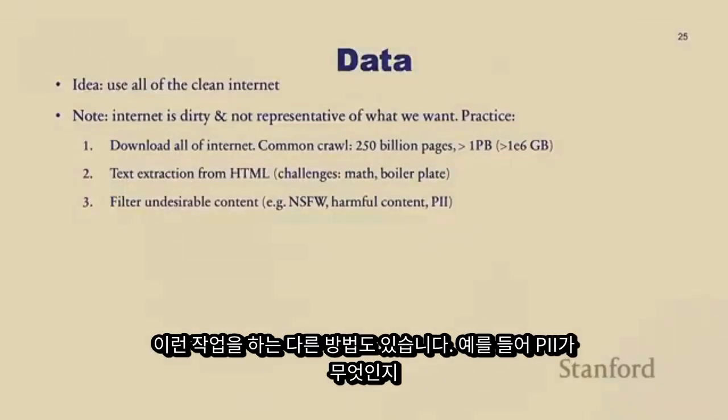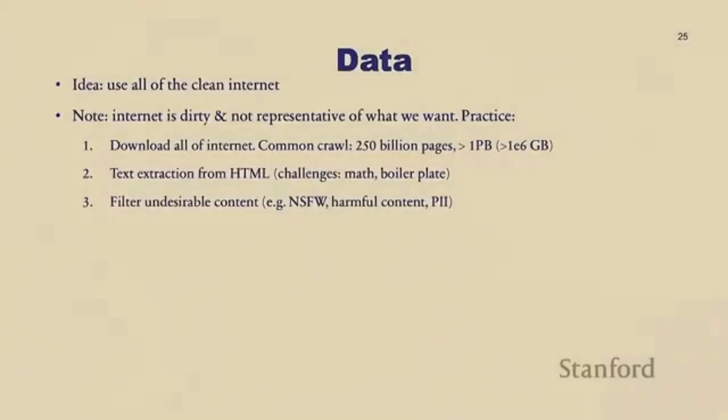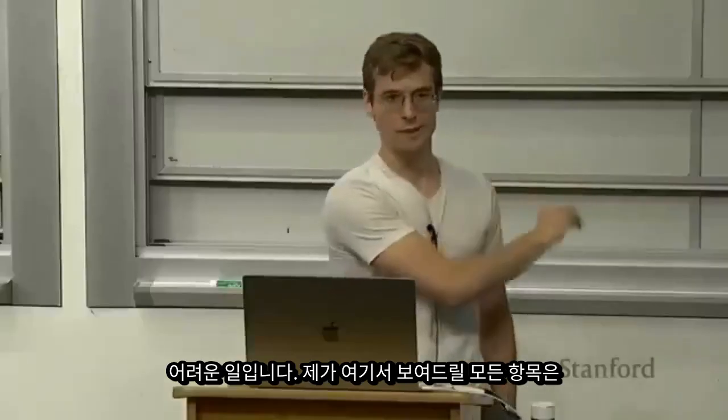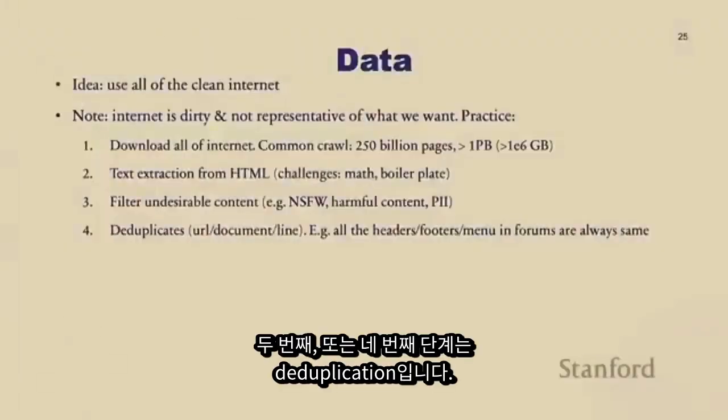There are other ways of doing these things. You can train a small model for classifying what is PII, removing these things. It's hard. Every point here that I'm going to show you is a hard amount of work, but I'm just going to go quickly through it. So, filter undesirable content. Second, or fourth, is deduplication.